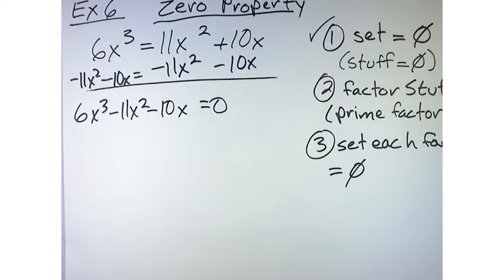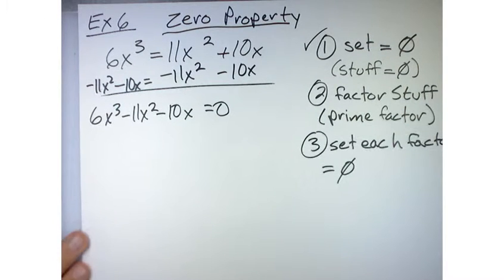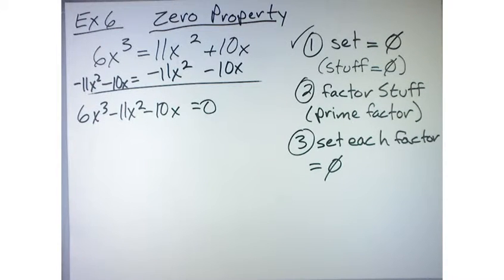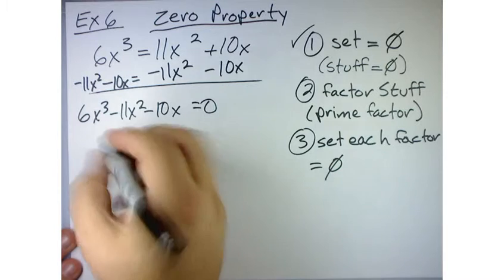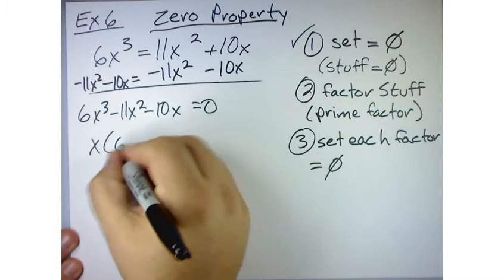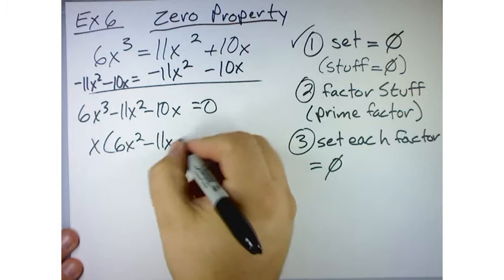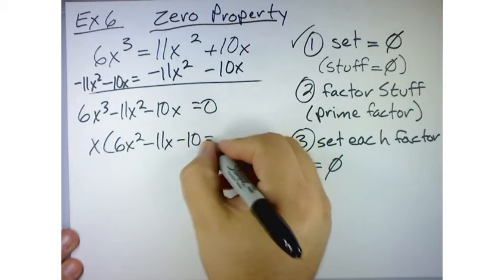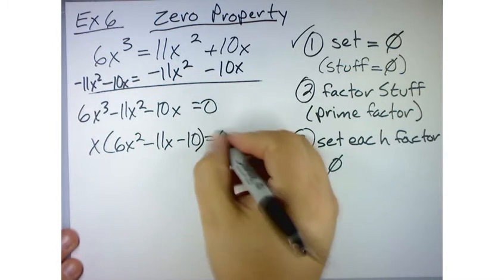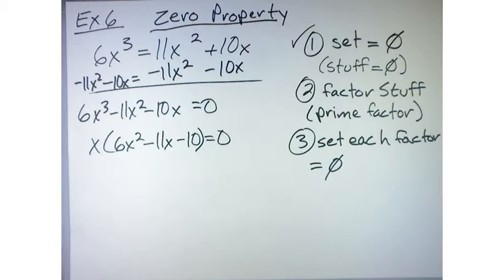Next, I need to factor some stuff. Whenever we go to factor something, we look at all the terms and see if there's something we could pull out. We could pull out an x, right? Somebody said x. So if I pull out an x, I get 6x squared minus 11x minus 10 is equal to 0. Okay. So maybe we could factor the quadratic.